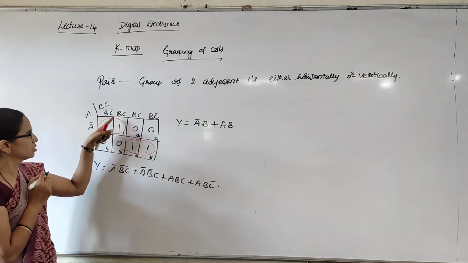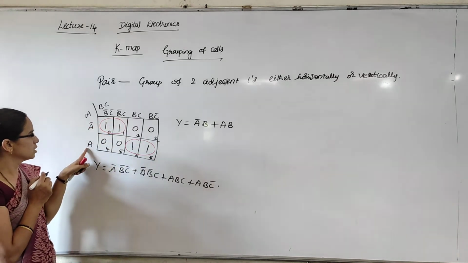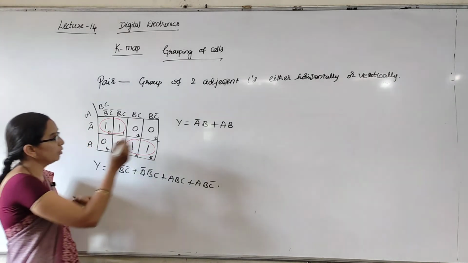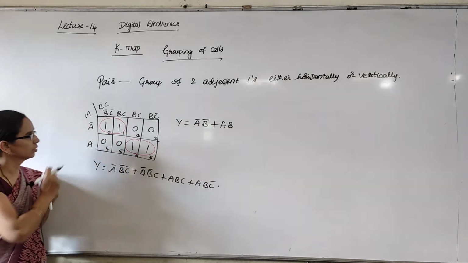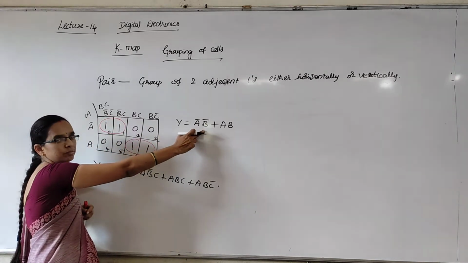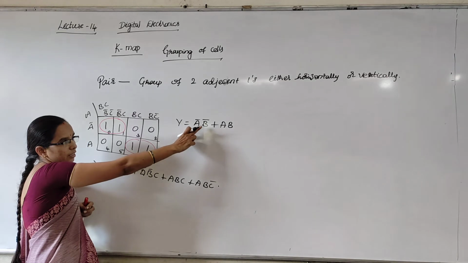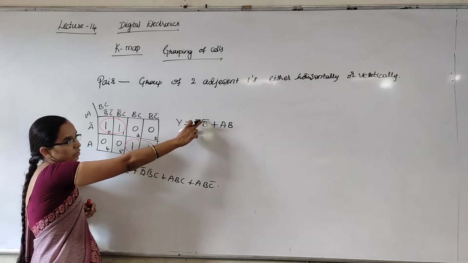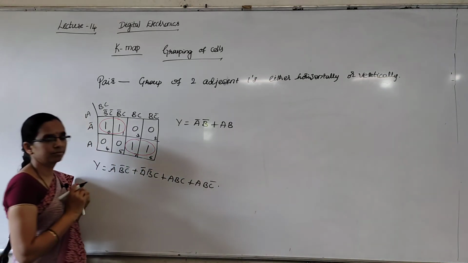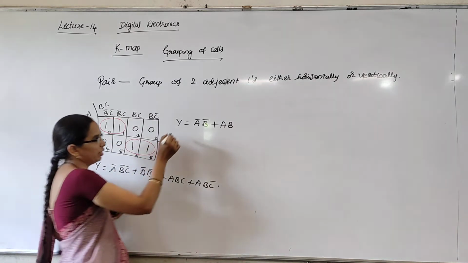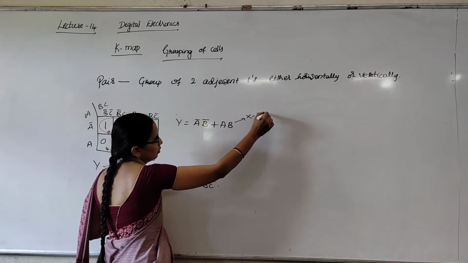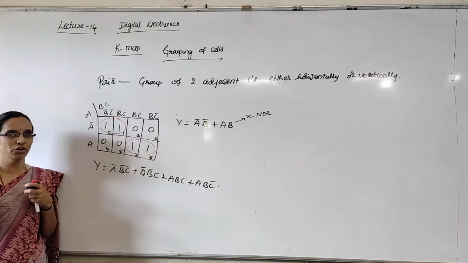Here it is B bar, C bar, B bar, C. B bar is common, so I have written B bar here. It was a mistake, I wrote only B firstly, so change it, it is B bar. And here it is A, B. Can anybody tell me the output of which gate it is? If you remember, it is the output of the XNOR gate.